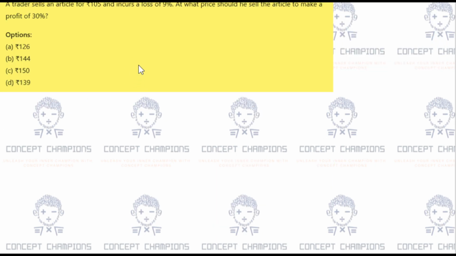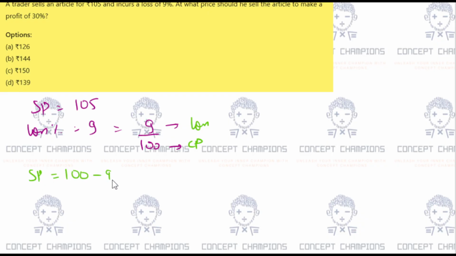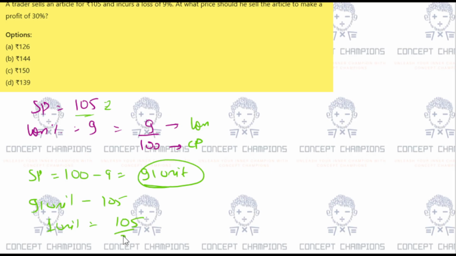Okay, let's come to the next question. It says a trader sells an article and incurs a loss of this. SP 105 is given, and the loss percentage is given. Eventually I want the percentage thing, so this becomes 9 upon 100. This is my CP, and this is my loss. If I ask you what is SP, you can say 100 minus 9 units, which comes out to be 91 units, correct? Now this unit is given in terms of rupees. So 91 units is equal to 105, and if I ask you the value of 1 unit, you will say 105 upon 91.